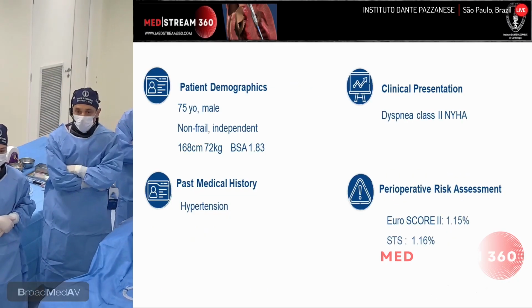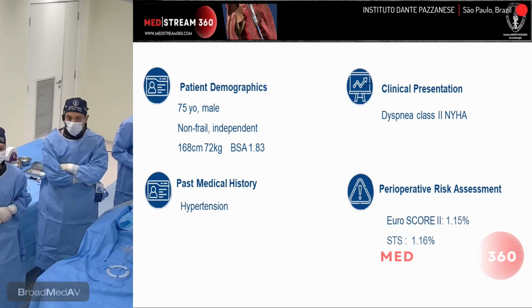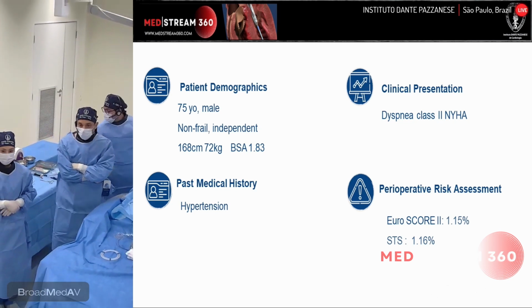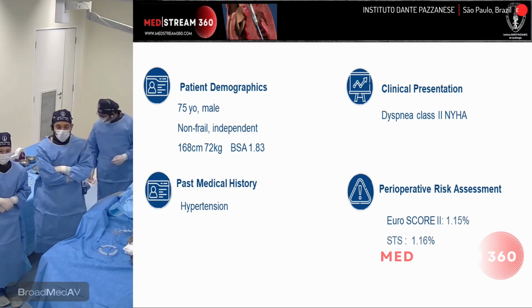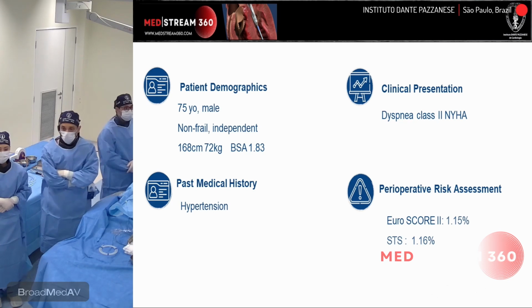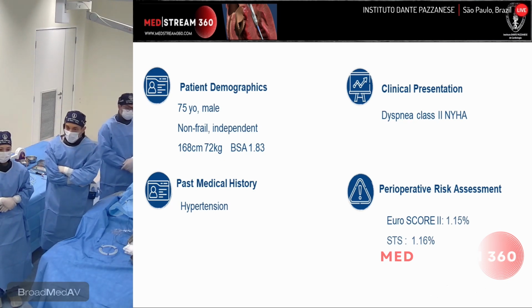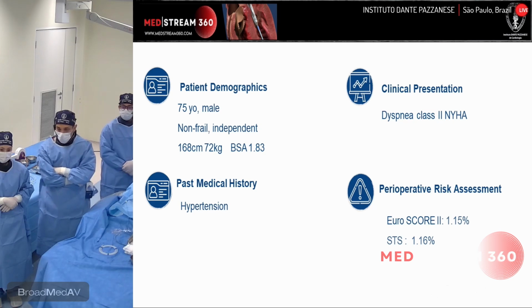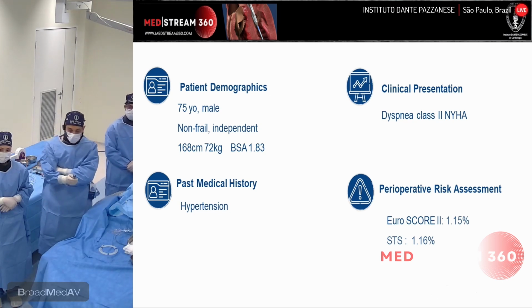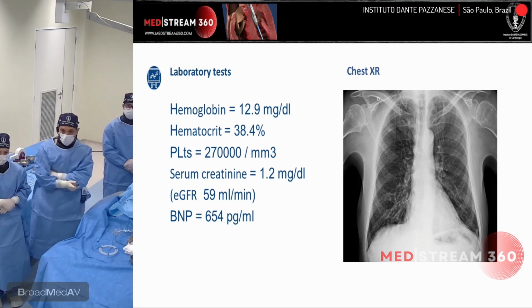So this is a 75-year-old gentleman, non-frail, independent. As past medical history, he has hypertension, and he presented to our hospital with symptoms of heart failure, dyspnea class 2. On surgical risk assessment, the EuroSCORE II is 1.1, and the STS score is also 1.1. So a low-risk patient for surgery.